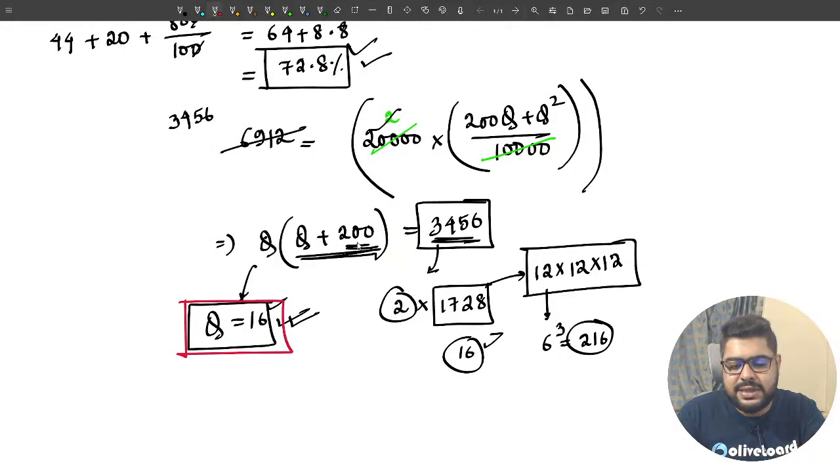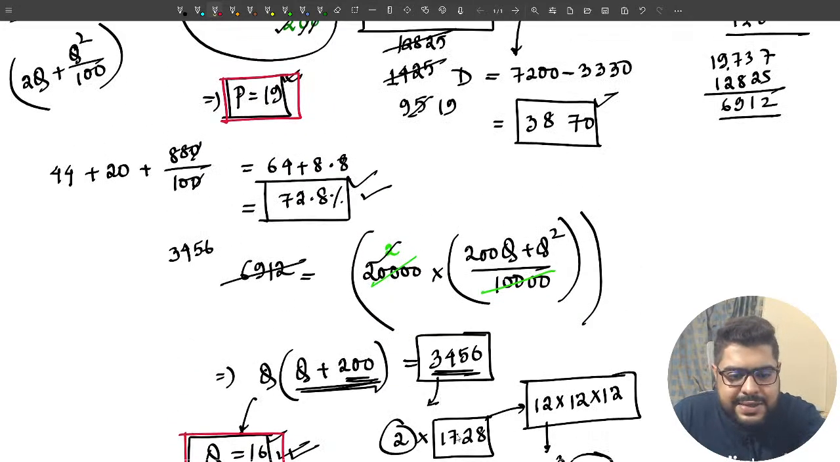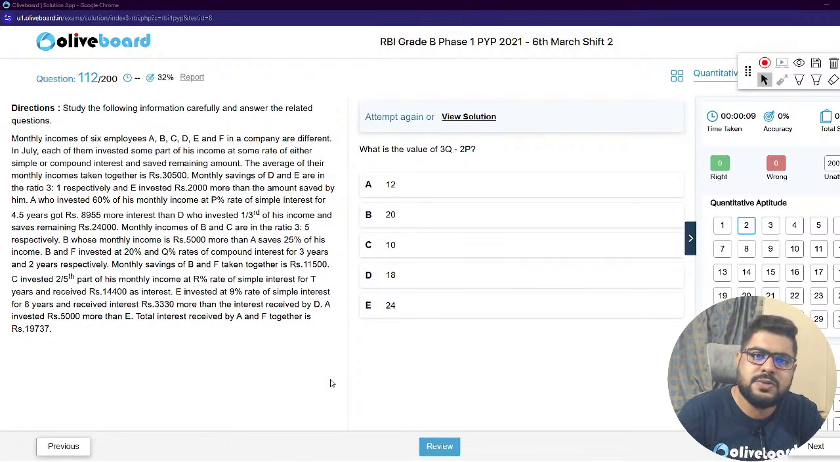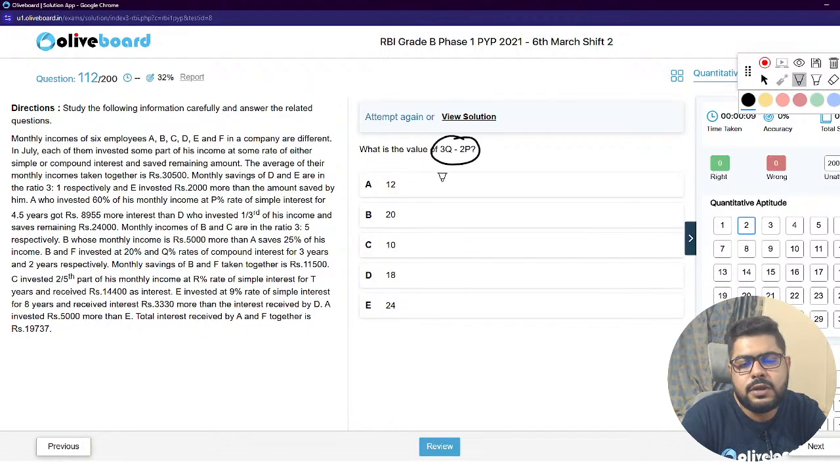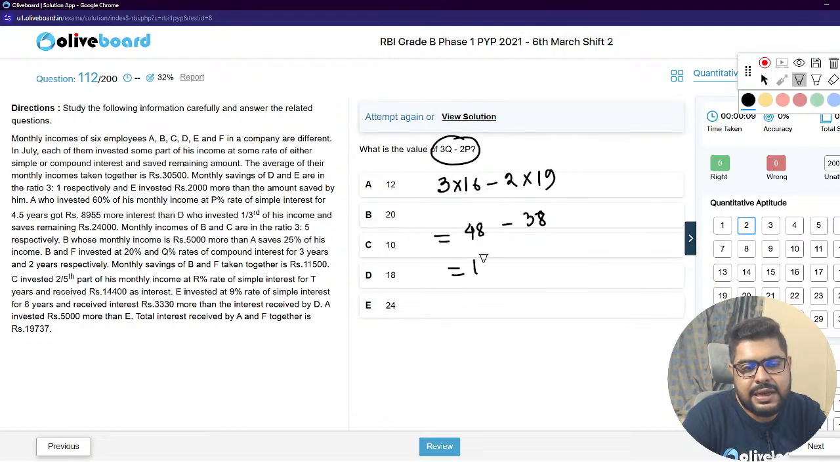So this was the, now let's calculate, sir. What was the question? Remember Q is 16, P is 19. Okay, let's do it. 3Q, 3 times 16 minus 2 times 19, so this 38, this is 48, so this is 10.